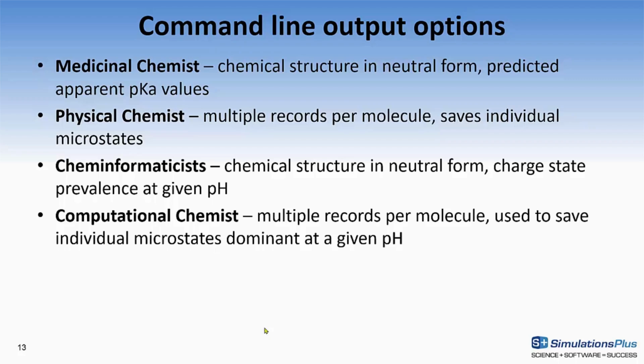The physical chemist option saves multiple records for each molecule, and saves the individual microstates at different pHs. For the cheminformatics option, this is the chemical structure in the neutral form, and then gives what the charge state of the atom would be at a given pH. And then finally, for a computational chemist, it gives multiple records per molecule, and it's used to save the individual microstates dominant at a given pH.